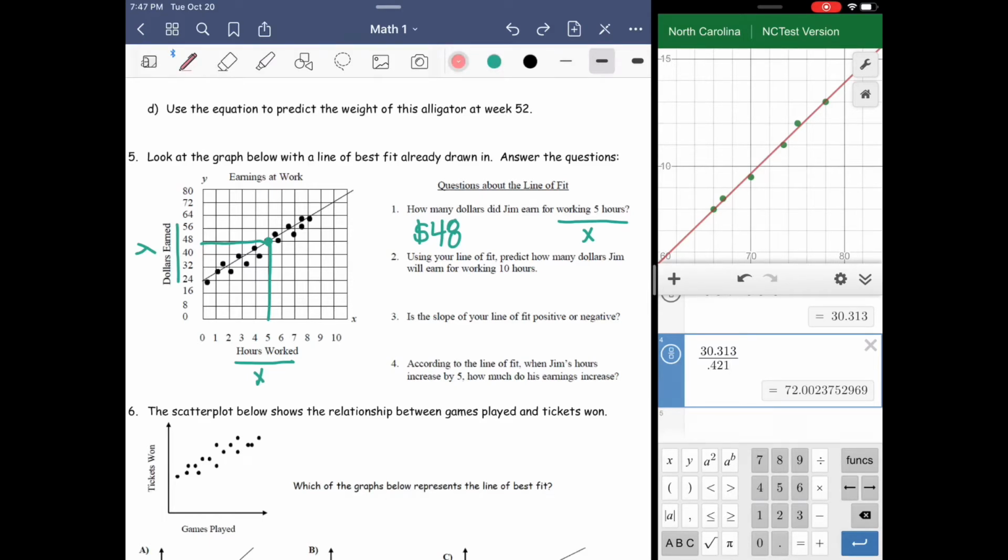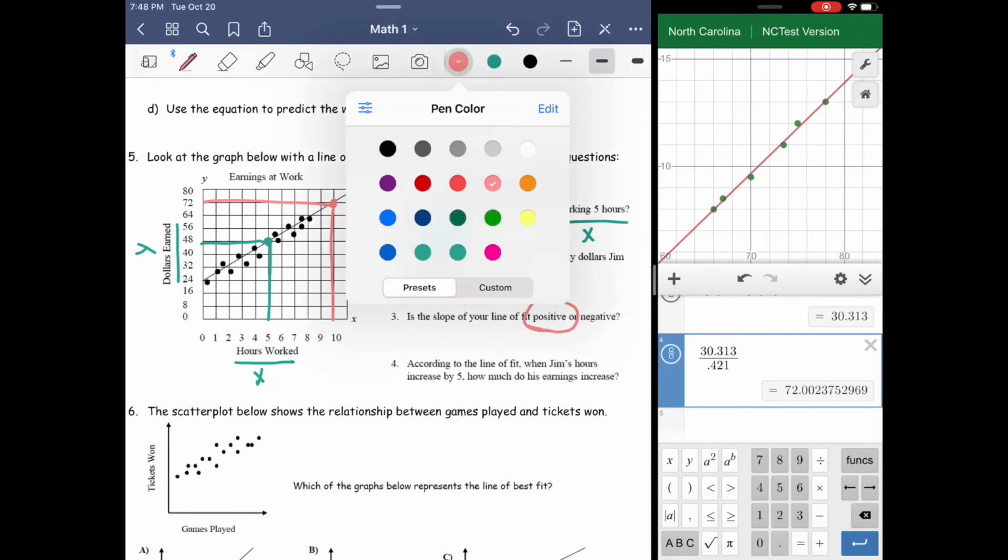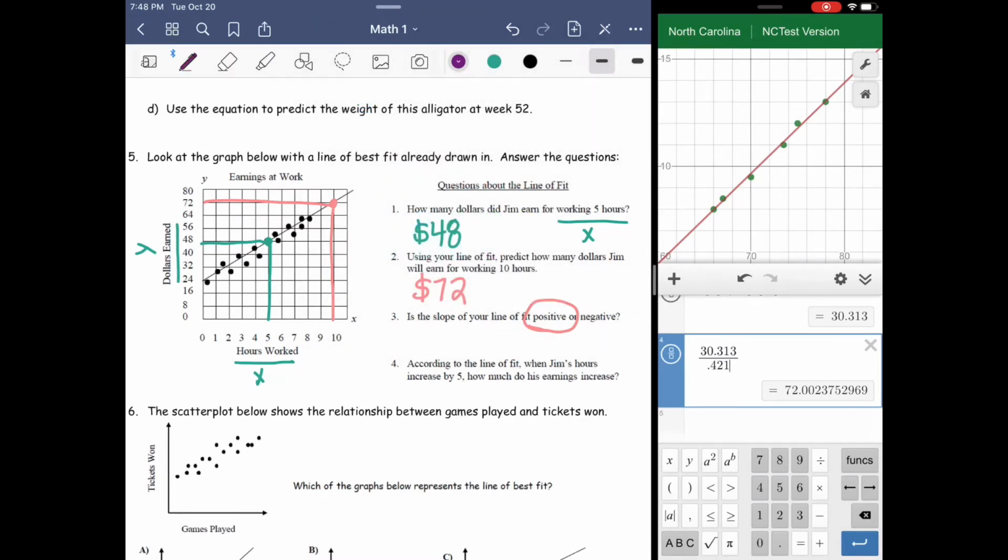All right, so then they ask us, predict how many dollars will Jim make for working 10 hours. So 10 hours, we'll go to that line of best fit. We can predict about $72. So we would be able to say that my slope is positive because it's going up. But if I'm looking at the next part, it says when Jim's hours increase by 5, how much do his earnings increase? So for every 5, how much is it increasing? So it's basically asking me for the rate of change.